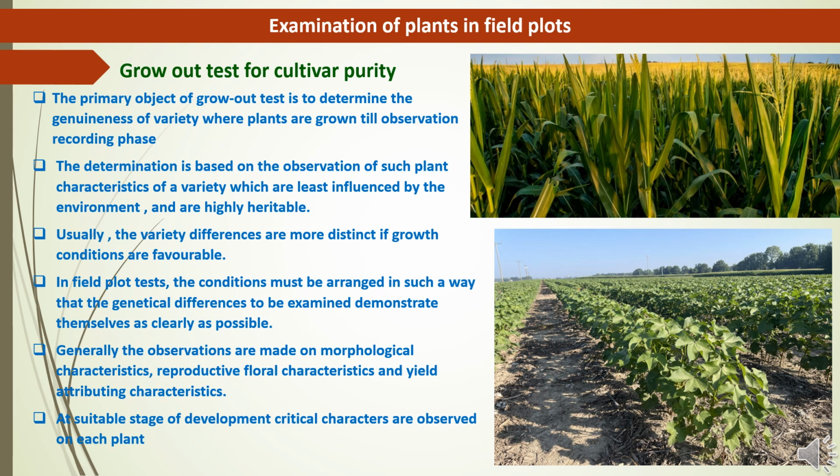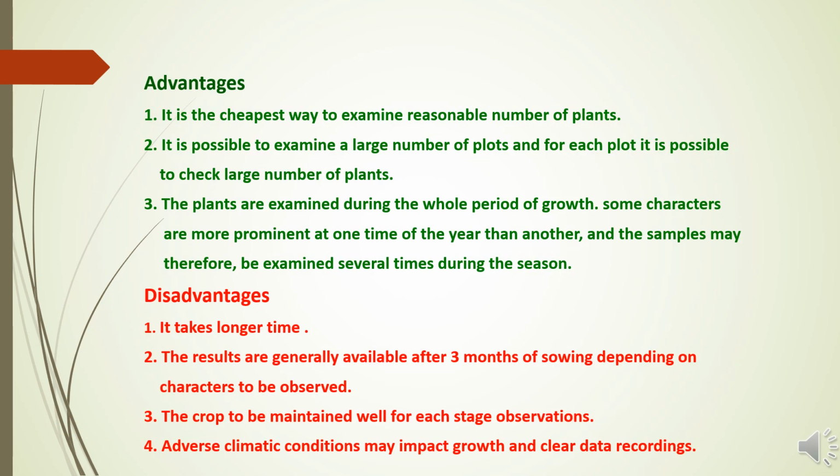Genetically, the observations are made on morphological characteristics, reproductive floral characteristics, and yield attributing characteristics. So, at a suitable stage of development, the critical characters are observed on each plant. So, this is the method which is most commonly used for determining the genetic purity or true to type of a variety. There are some advantages and disadvantages of examination of plants in field plots.